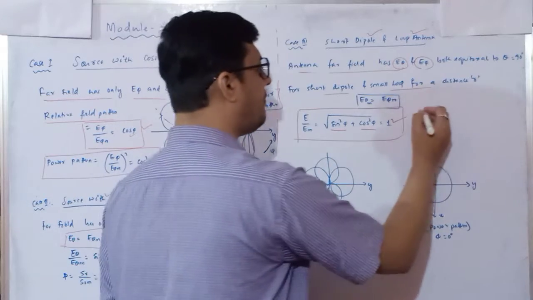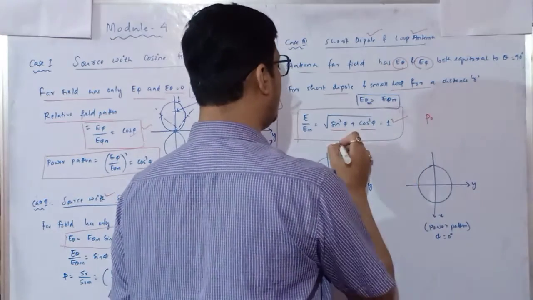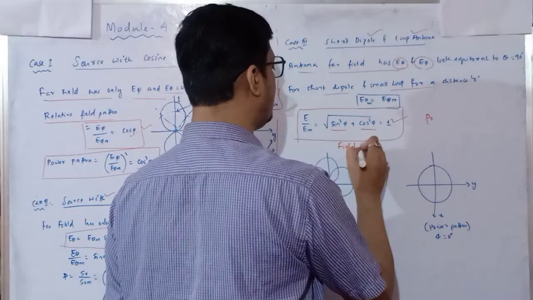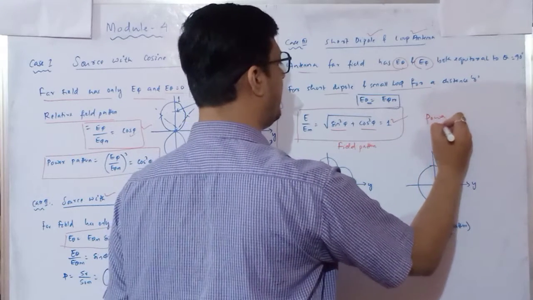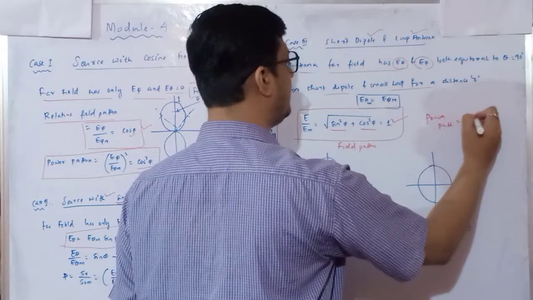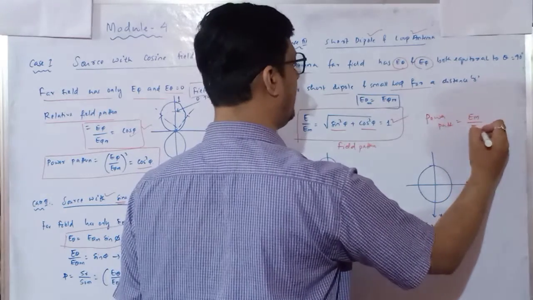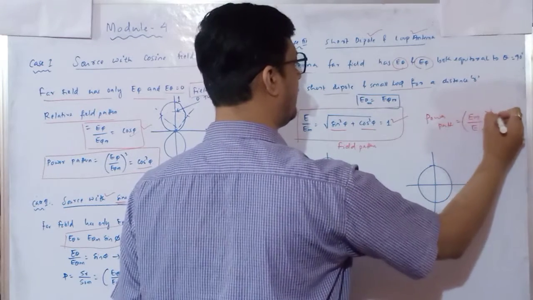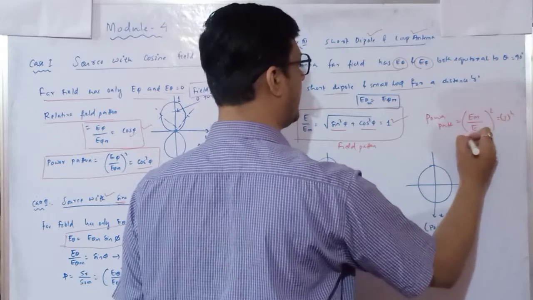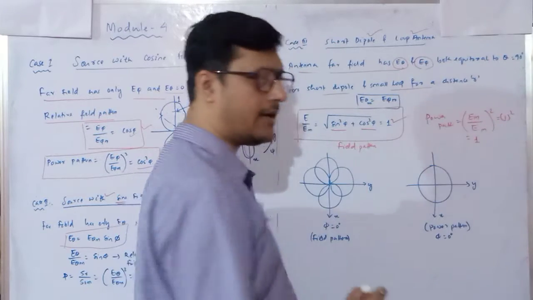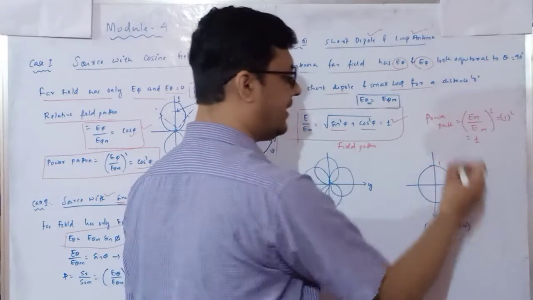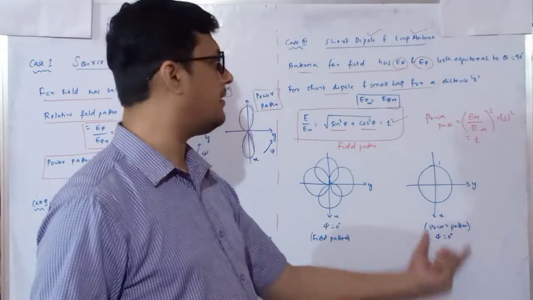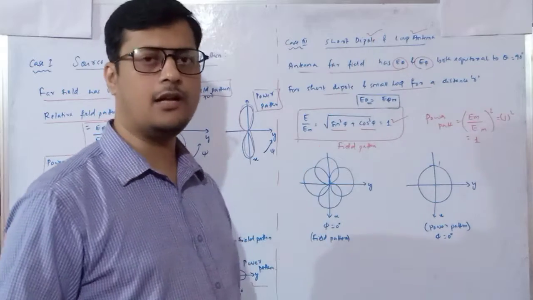Then what will be my power pattern? This is the field pattern. Okay, this is the relative field pattern. And what will be my power pattern? So the power pattern is E by Em whole square, that is equal to 1 whole square, that is equal to 1. So if it is 1, it is called a unit circle. So this is the power pattern for the short dipole and loop antenna.